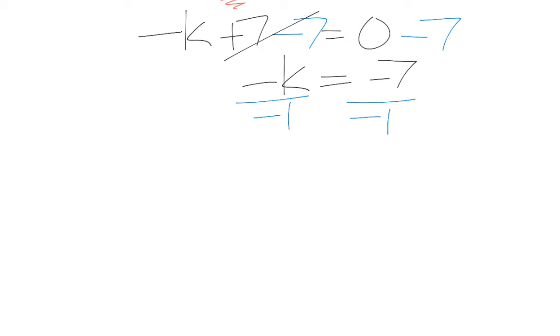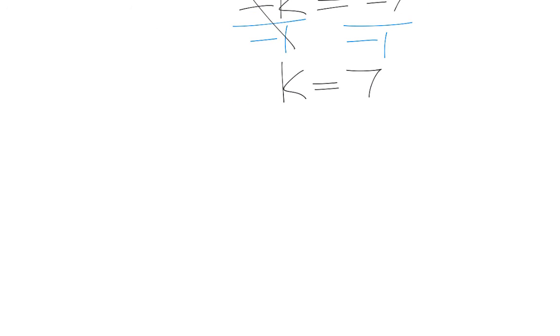So these negative 1's cancel out, which leaves us with just k, and negative 7 divided by negative 1 is positive 7. However, we're not done yet. We need to check to see if k equals 7 is correct, which means we need to do a left side equals right side check. And I'm going to do this with the simplified form of our equation.